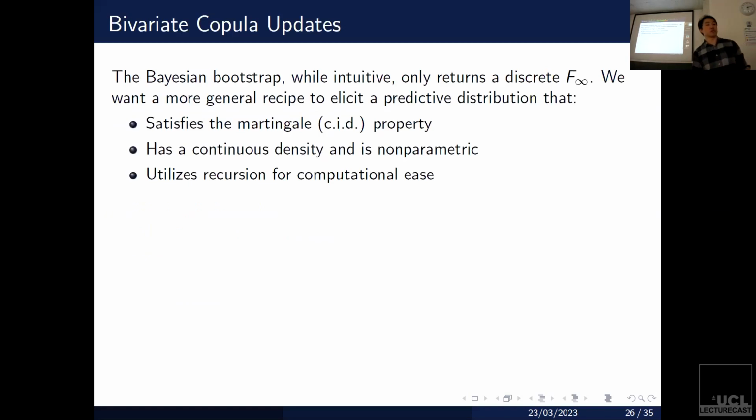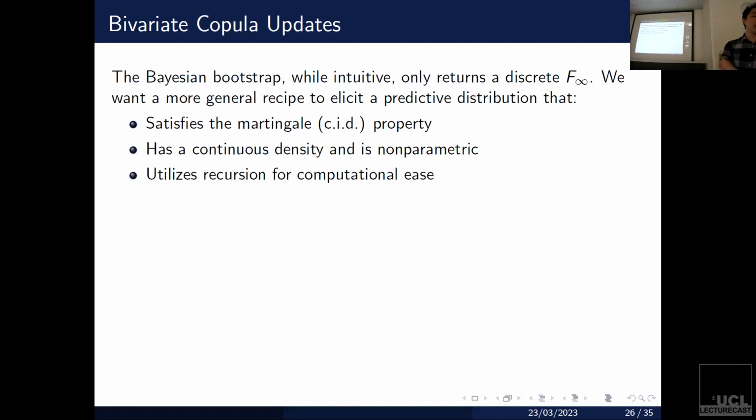So as I discussed before, the Bayesian Bootstrap is super intuitive, but it only returns discrete F infinity. This means that, for example, if your parameter of interest is something like a density, or the number of nodes in F infinity, or in a separate setting, a parameter that's a functional of the regression function, such as the mean of y given x, the Bayesian Bootstrap can't handle that because it assumes everything is atomic.